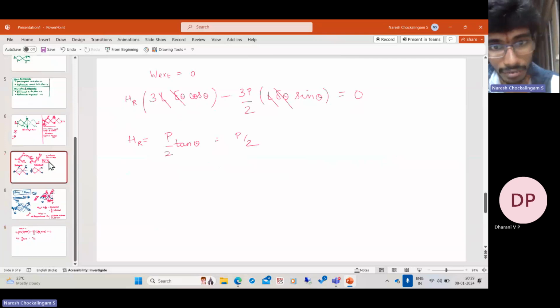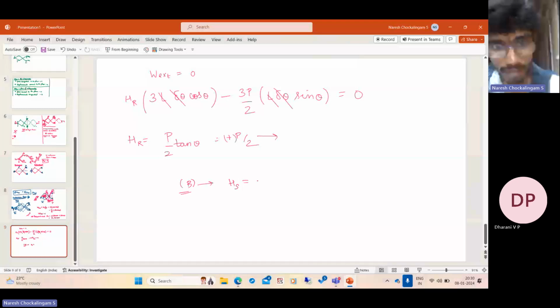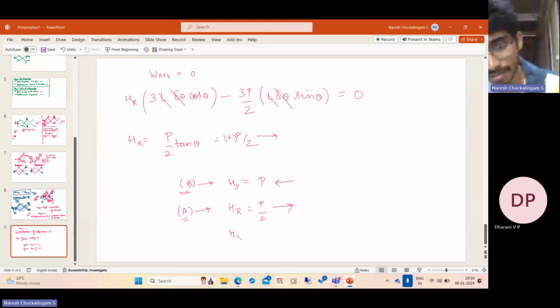So what is the net? From where did we do the decomposition of structure? So here from the structure B, we have HS. This is towards the right, right? This is what we assume. We get a positive sign, so the assumed direction is correct. So HS is P to the left side, and from the structure A, we got HR equal to P by 2 to the right side, which means HS is P by 2 to the left side because it is symmetric.